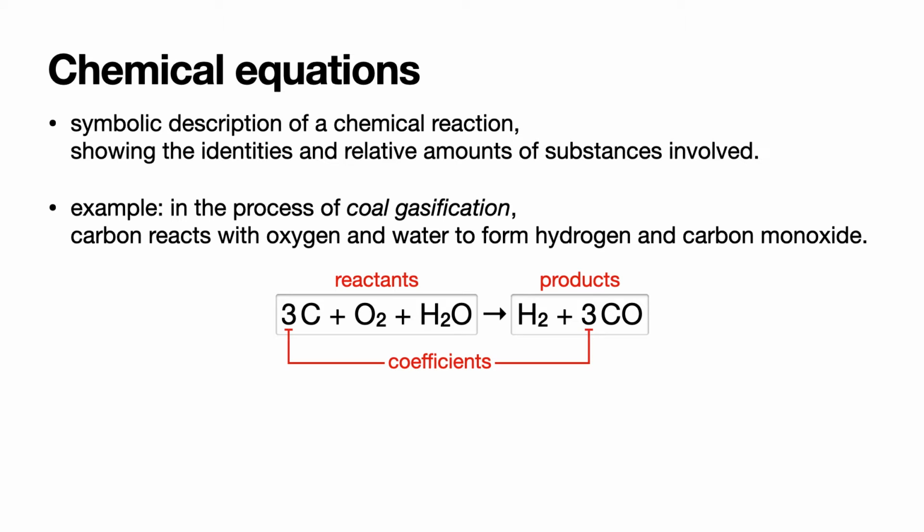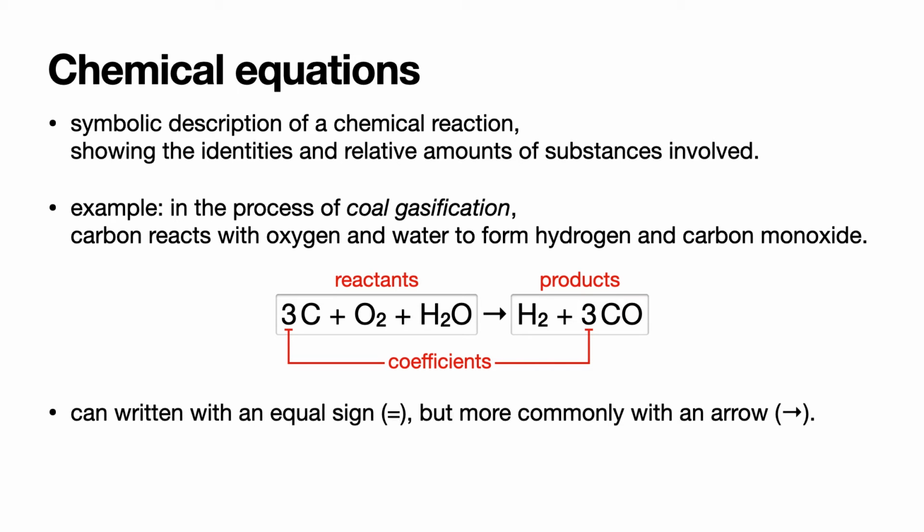Something like this description is called a chemical equation, even though it's not usually written with an equal sign. You can write it with an equal sign, but more commonly you'll see these written with an arrow going from the reactants to the products. And as I said before, coefficients of 1 are usually left out. So it's understood that in this reaction there are 3 carbons, there's 1 oxygen, there's 1 water, there's 1 hydrogen molecule, and there are 3 carbon monoxide molecules.